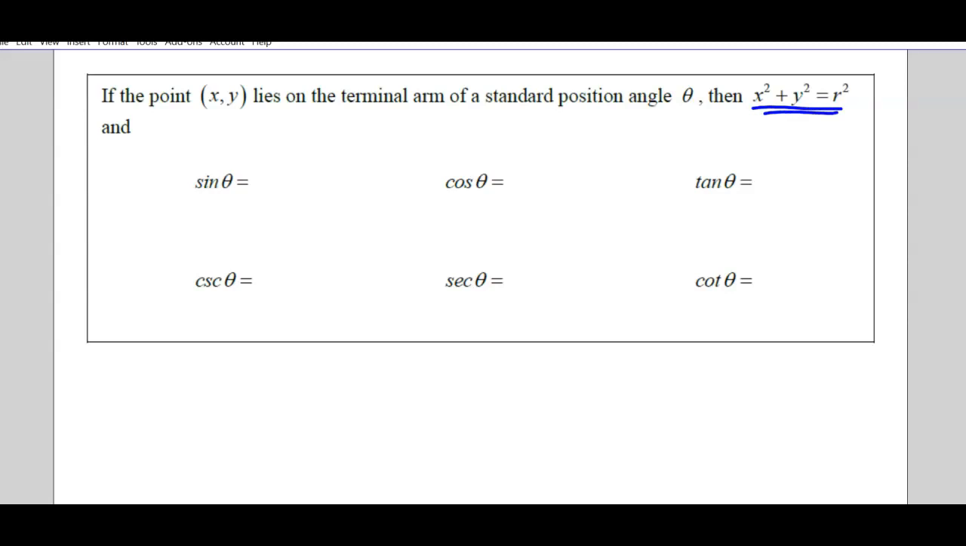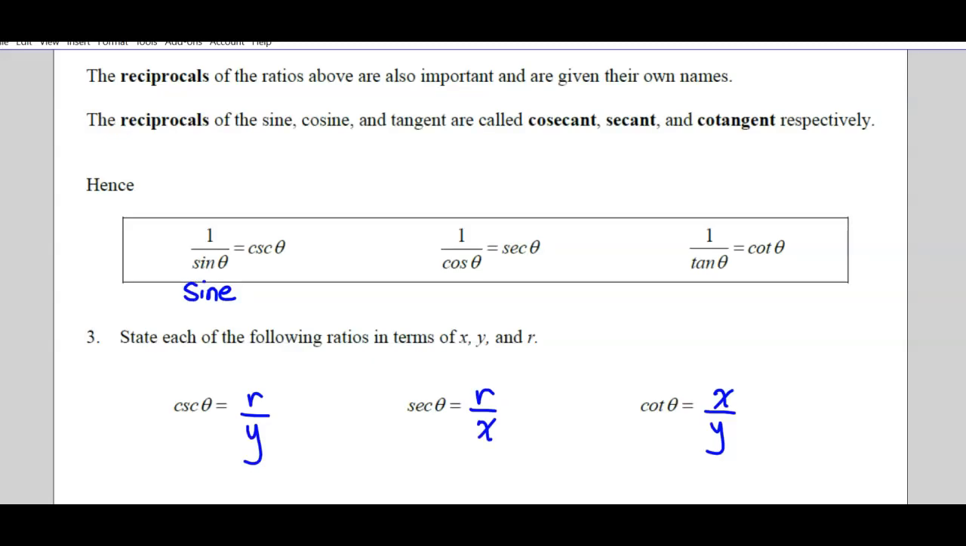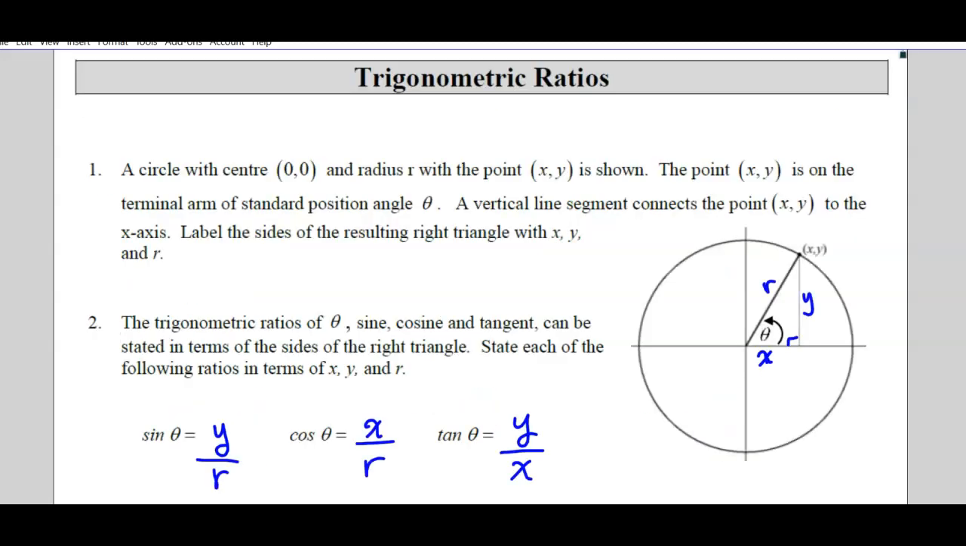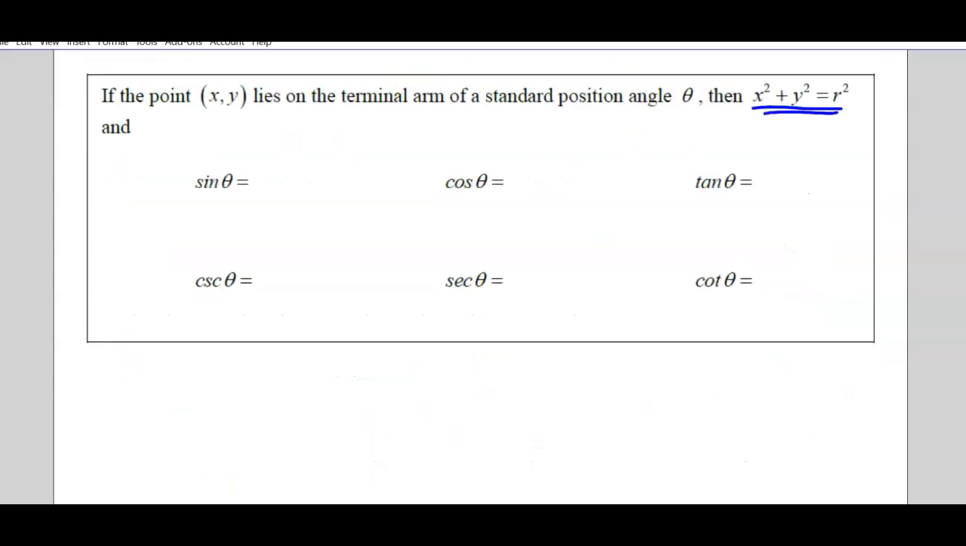XY lies on the terminal arm of the standard position angle theta. That comes from the Pythagorean theorem, right? So if I look at this triangle here, x squared plus y squared equals r squared, okay? That gives you this point here. There's your xy. That gives you every point on that circle. So that is your equation of a circle. Any circle. So just know that.